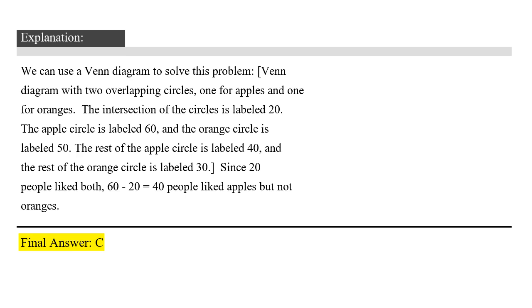We can use a Venn diagram to solve this problem. Venn diagram with two overlapping circles, one for apples and one for oranges. The intersection of the circles is labeled 20. The apple circle is labeled 60, and the orange circle is labeled 50. The rest of the apple circle is labeled 40, and the rest of the orange circle is labeled 30. Since 20 people liked both, 60 minus 20 is equal to 40 people liked apples but not oranges.